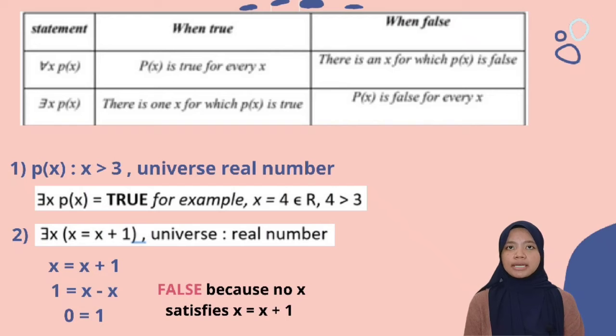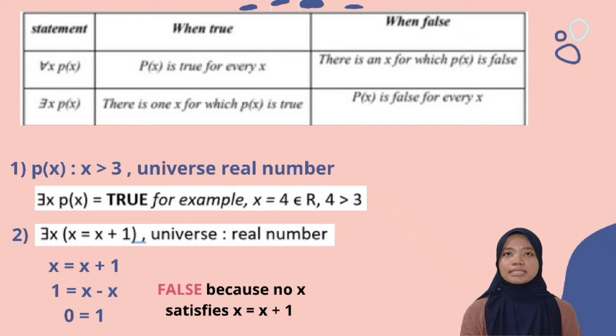If the statement is there exists x P(x), it will be true when there is one x for which P(x) is true. Meanwhile, it is false when P(x) is false for every x. Let's see examples 1 and 2 below for existential quantifiers. Number 1, P(x) is x greater than 3 and the universe is real numbers. Let's say the question asks is there some value of x for which P(x) is true.